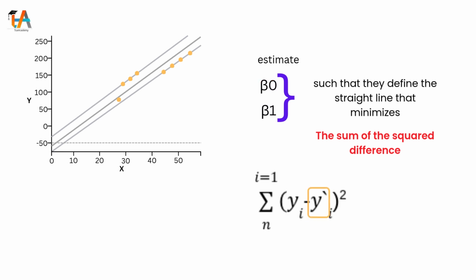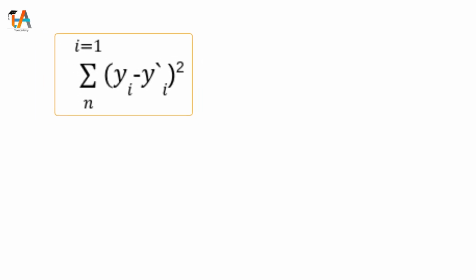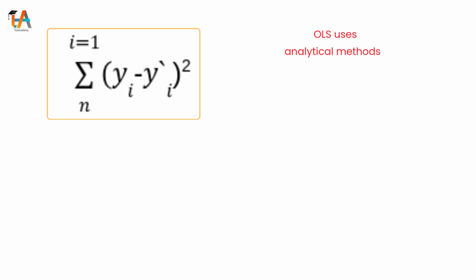Y dash is the predicted value of y for that x, by applying the estimated parameters for the current line. The difference between the actual value y and the value predicted by the line is squared, and all the squared differences are then summed together. In the process of minimizing this function, OLS uses analytical methods to directly derive the formulas for the slope, beta 1, and the intercept, beta 0, that we saw earlier.